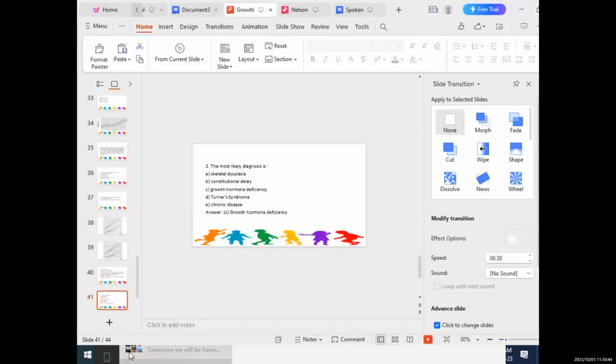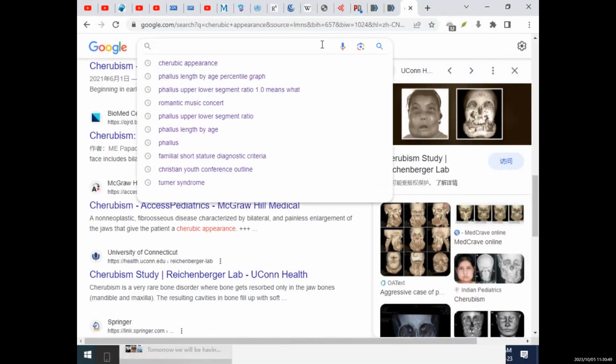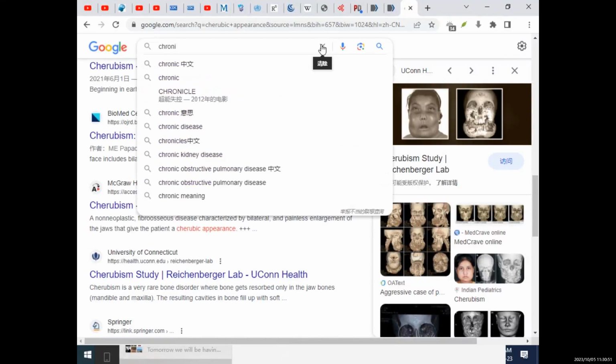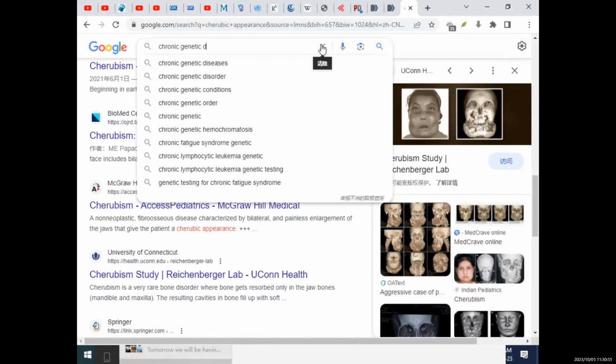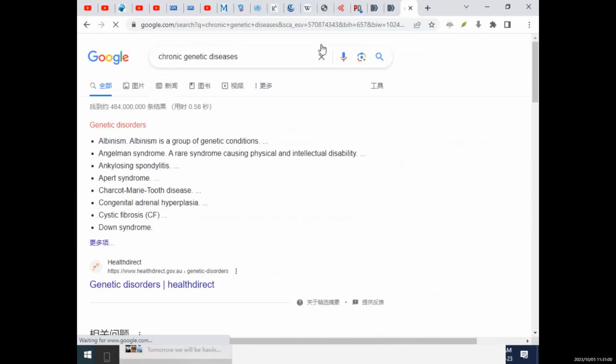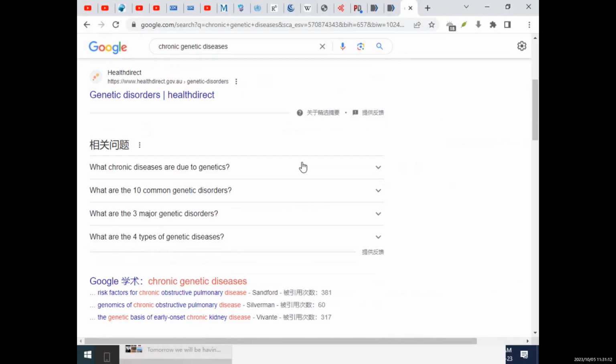Actually, it can be a very interesting topic to search out. So chronic genetic diseases, right? Yeah. I'm waiting for the website to open. So I see they are saying genetic disorders. Okay. What chronic diseases are due to genetics? Oh, of course, I understand.